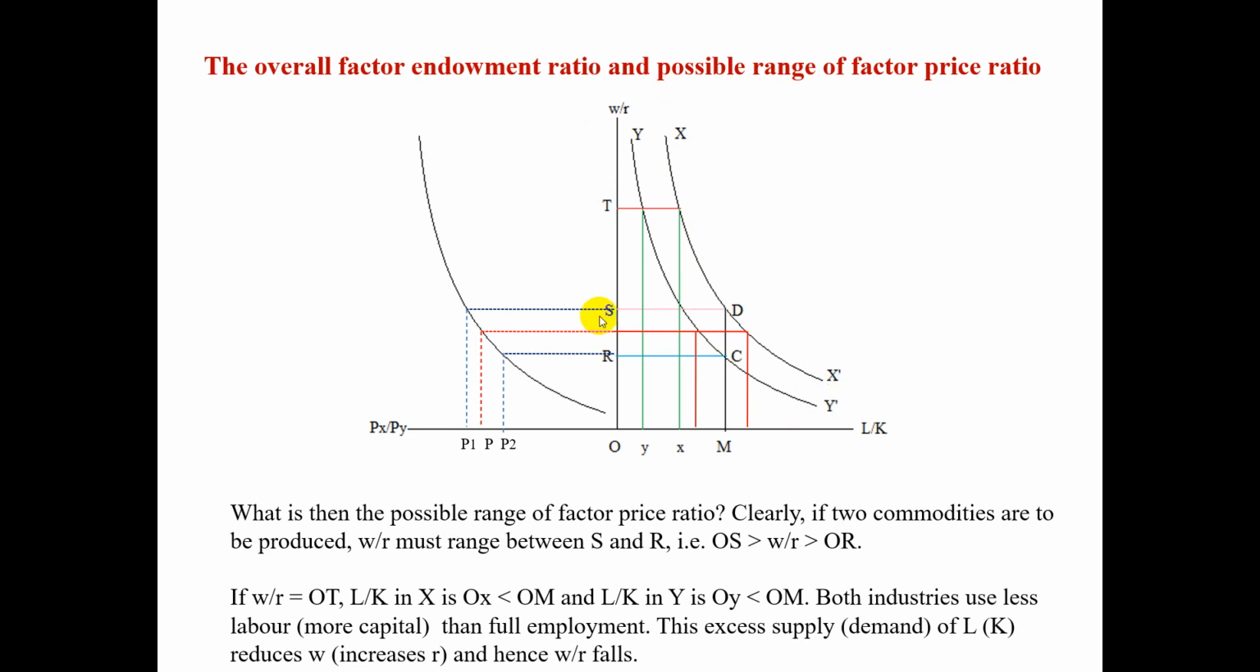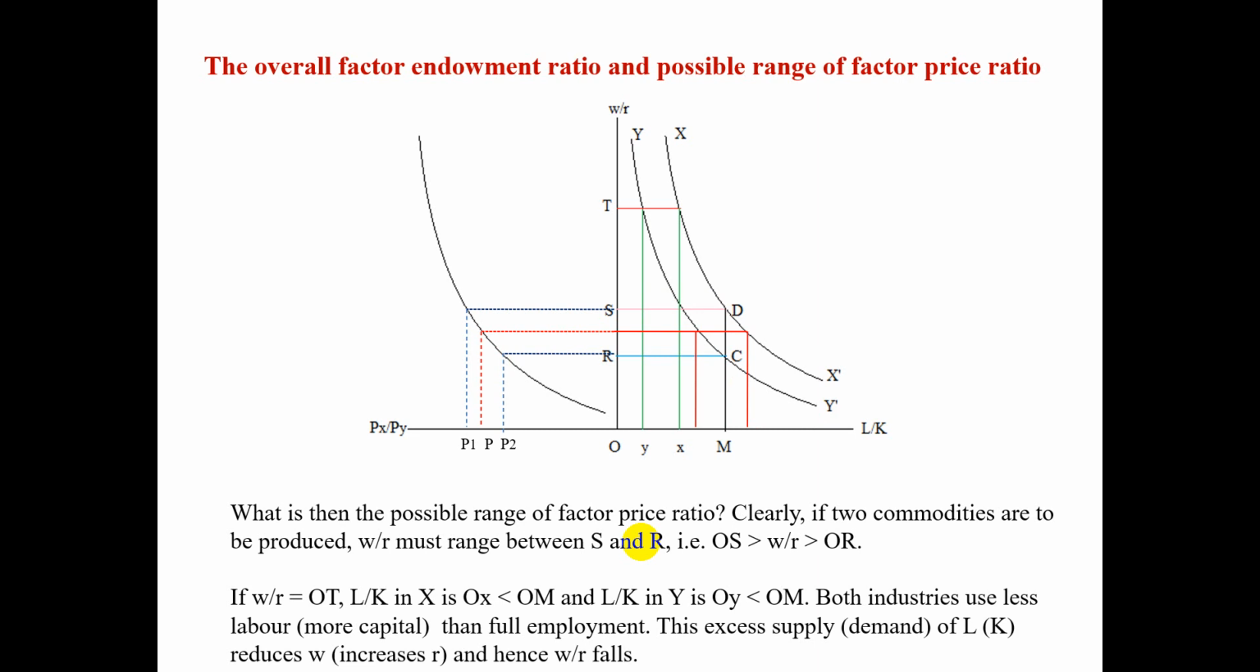XX prime is the relationship in the X industry, and YY prime is the relationship in the Y industry. So XX prime, for obvious reasons, should lie above YY prime, because for any wage rental ratio, the labor capital ratio in industry X should be higher. Now given this, we shall try to find out the range of factor price ratio where both the commodities will be produced. And similarly, we can find out the range of the relative commodity price where both the commodities will be produced.